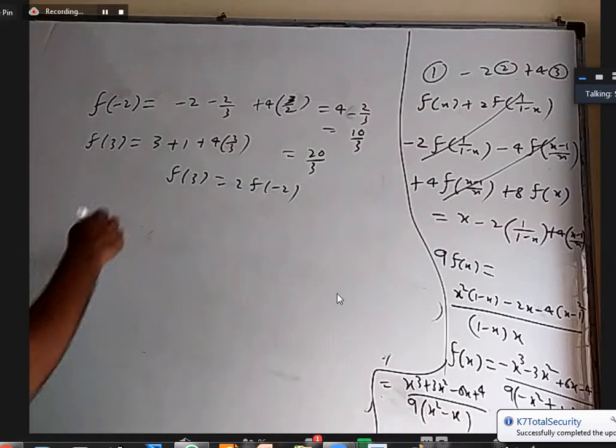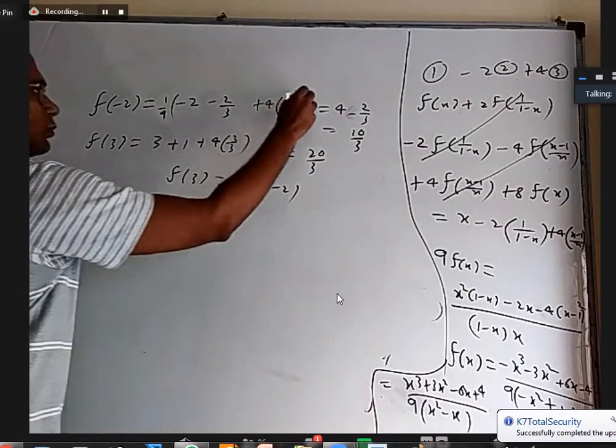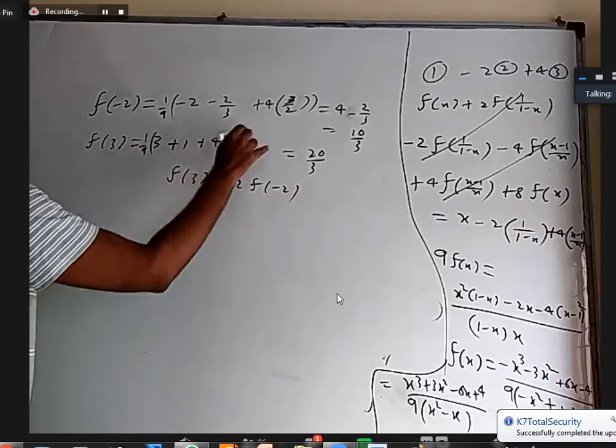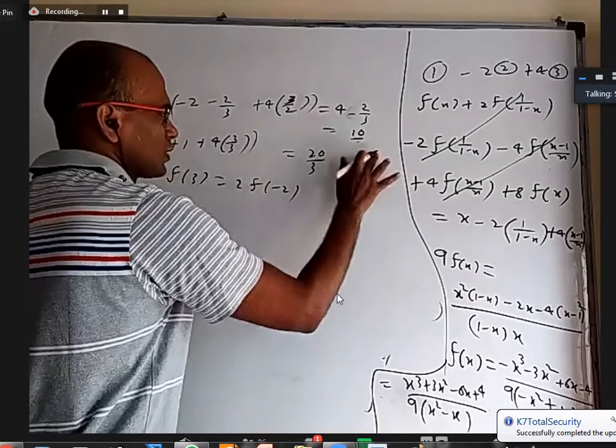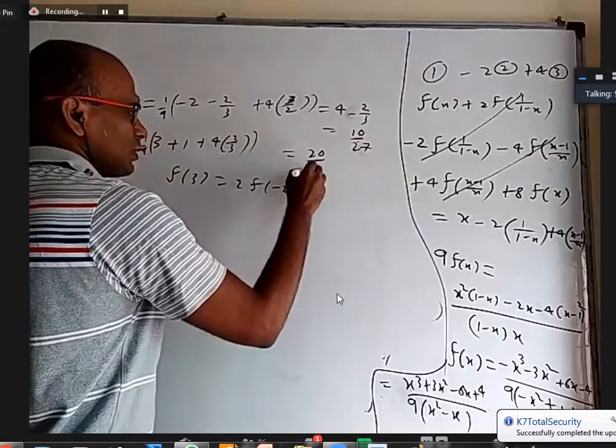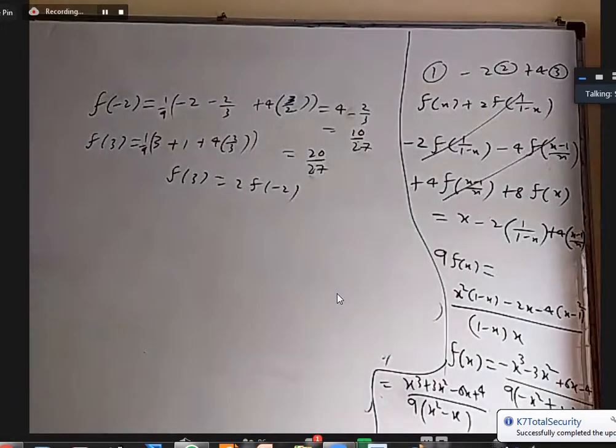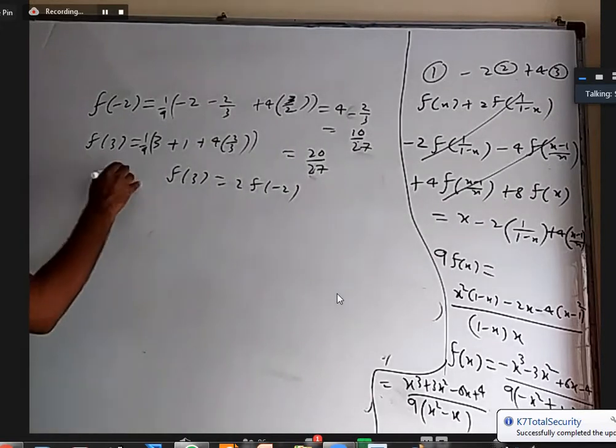1 by 9 is also there. So this is 10 by 27. This is 20 by 27. So this is among B, C, D. Option D is right. No, option C is right.